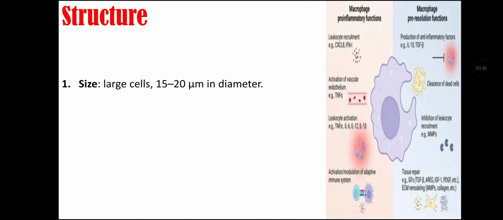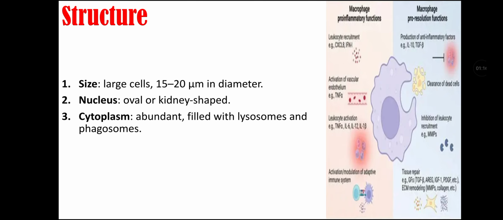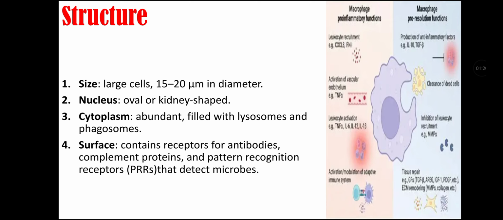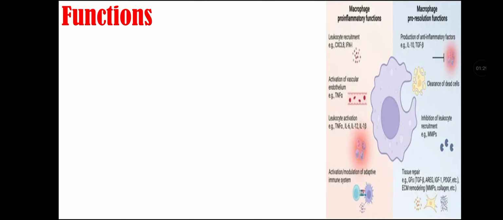Structure of macrophages. They are large cells about 15 to 20 micrometers in diameter. Their nucleus is oval or kidney shaped. They have abundant cytoplasm that is filled with lysosomes and phagosomes. Their surface contains receptors for antibodies, complement proteins, and pattern recognition receptors that detect microbes.